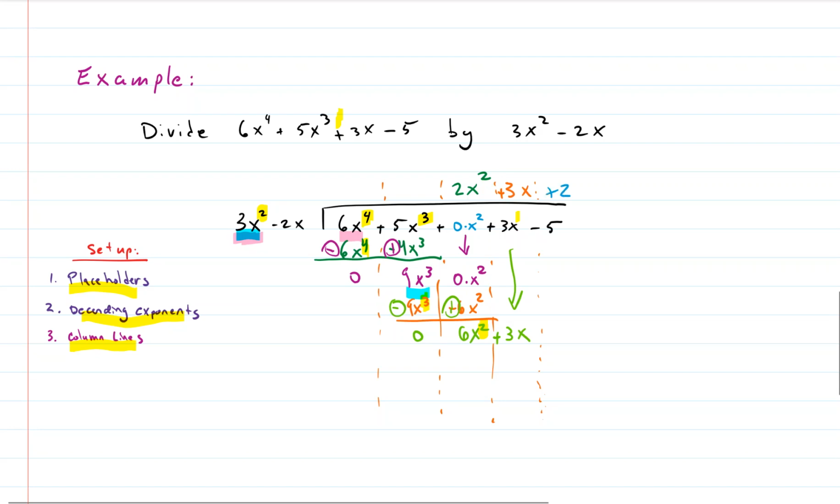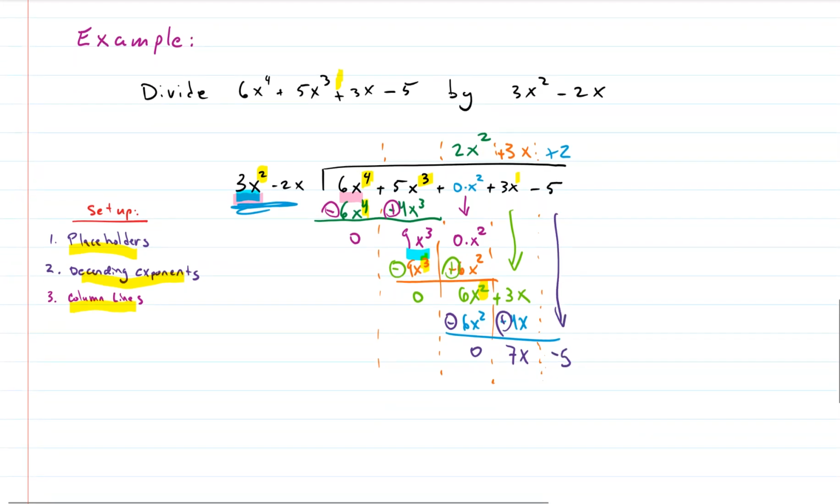So we put a 2 up there in the constant column. 2 times everything out front gives us 2 times 3x squared gives us 6x squared. 2 times negative 2x gives us negative 4x. Now we can change the signs and add. So we get 0 and we get 7x. We need to bring down our next one.